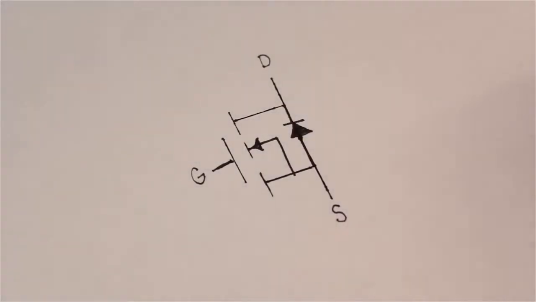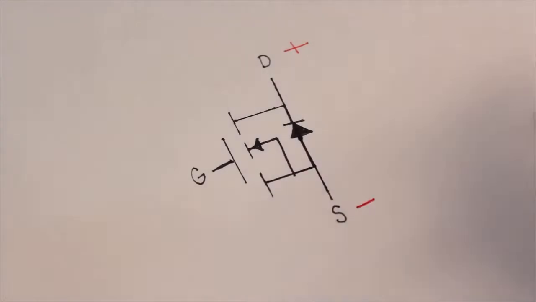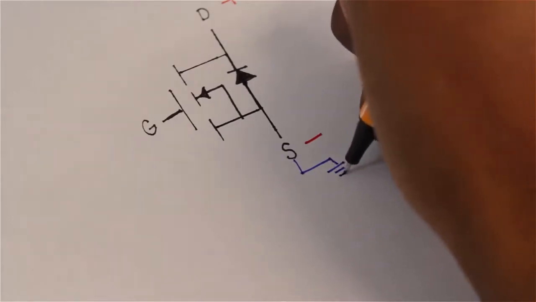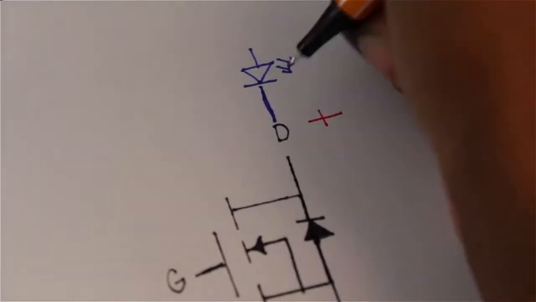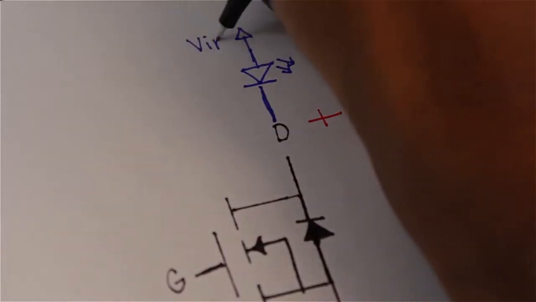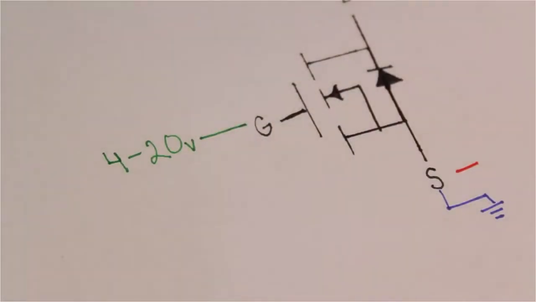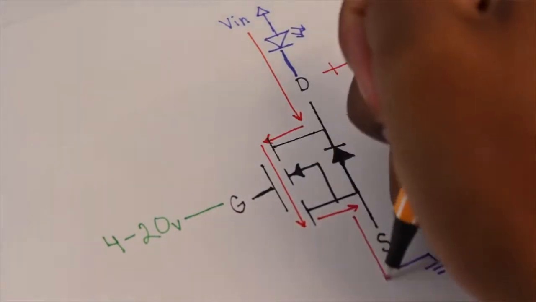Let's take another look at the MOSFET so we can see how to use it in an actual circuit. We already learned that we put the positive voltage at the drain and the negative at the source. Therefore, we usually connect the source to ground. So if we want to turn an LED on, for example, we connect the positive end of the LED to our supply and the negative end of the LED to the drain pin. Then we apply anywhere from 4 volts to 20 volts at the gate to turn it on. This allows current to flow from the supply through the LED, through the MOSFET, and out to ground.